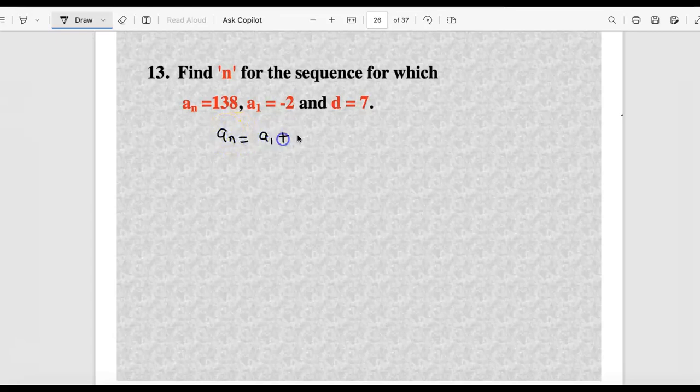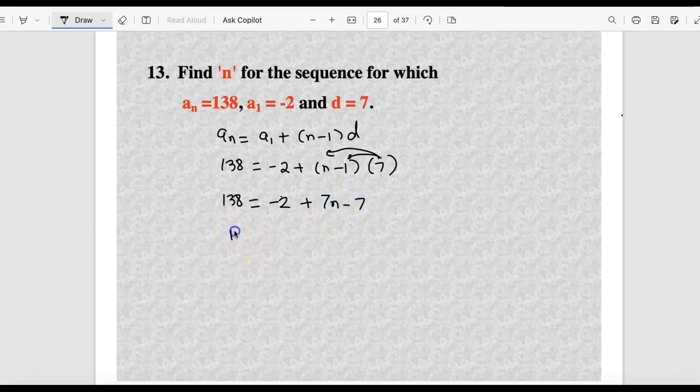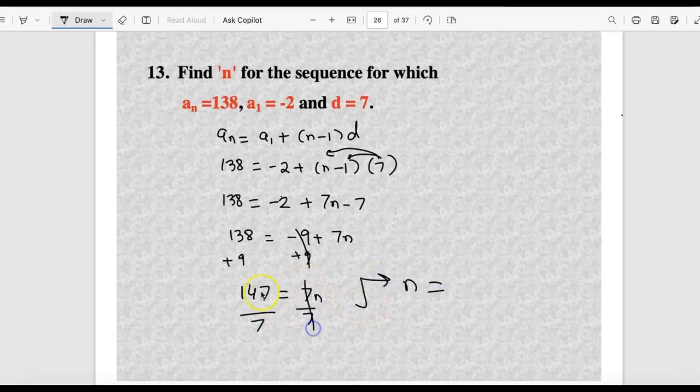I'm still using the same step, n minus 1 d. So this is my 138, negative 2 plus n minus 1, and d is my 7. So it's kind of straightforward over here, no rocket science. Same steps every time. 138 is equal to negative 9 plus 7n plus 9 over here. So this will give you 147 is equal to 7n, and you divide by 7. Rest of the things your calculator can do for you. This is your 21. So n is 21.